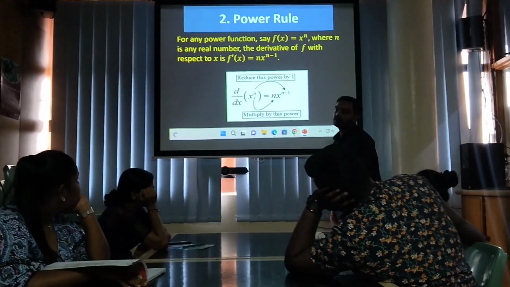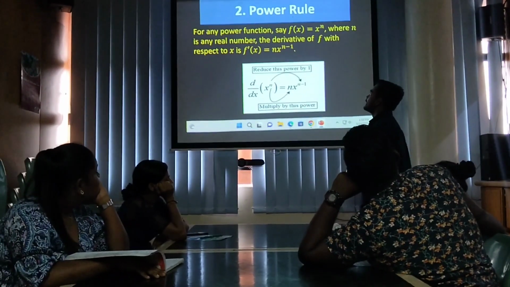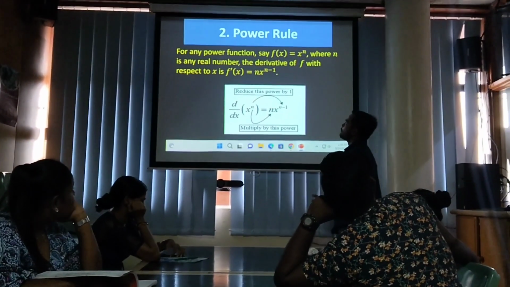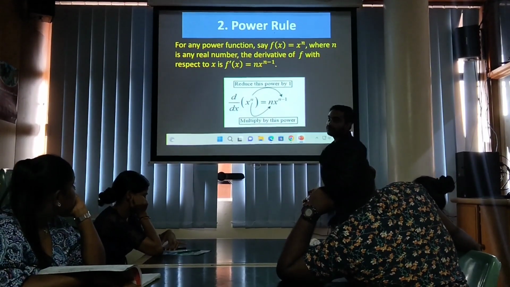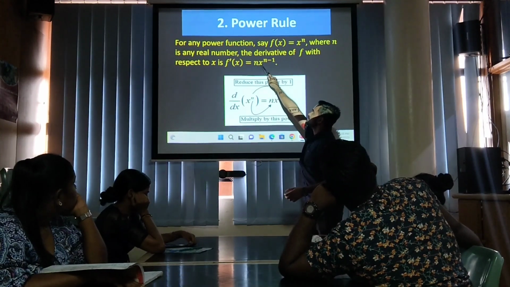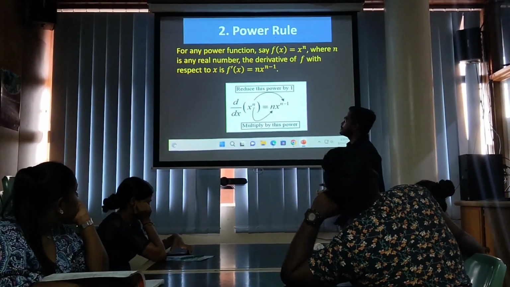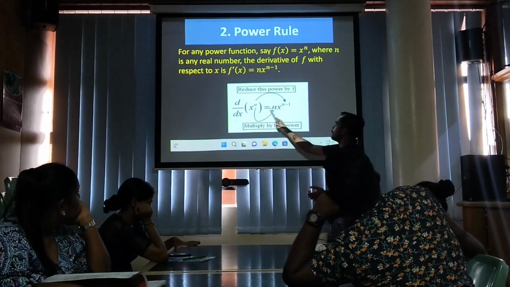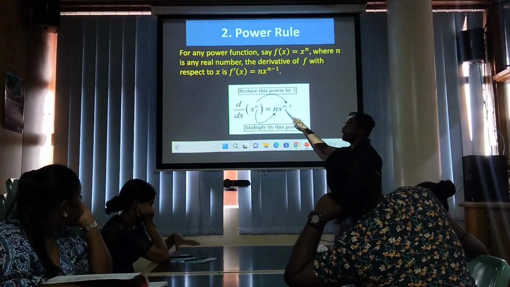Alright, the power rule is our second technique. For any power function, say f of x is equal to x to the power n, where n is a real number, the derivative of f with respect to x, f dash of x, is equal to n coming in front, x remains, and minus 1 from the power, that is n. Simply reduce this power by 1, and multiply by the power. So this one will multiply here. So n multiplied by x to the power n minus 1.